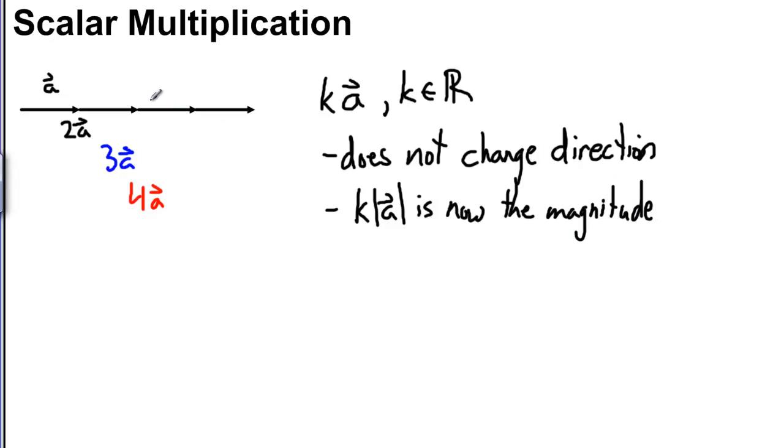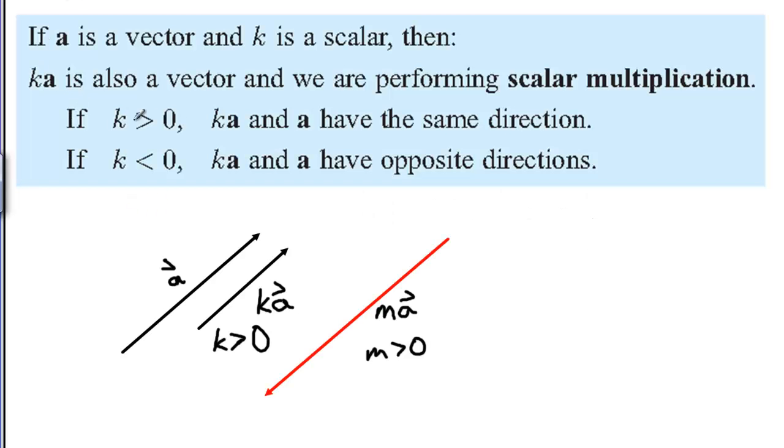So that's kind of a nice, easy thing to remember. Here's a little bit of a summary, right from your textbook. If A is a vector and k is a scalar, then kA is also a vector, and we are performing scalar multiplication. If k is greater than 0, then kA and A have the same direction. I've shown it down here.